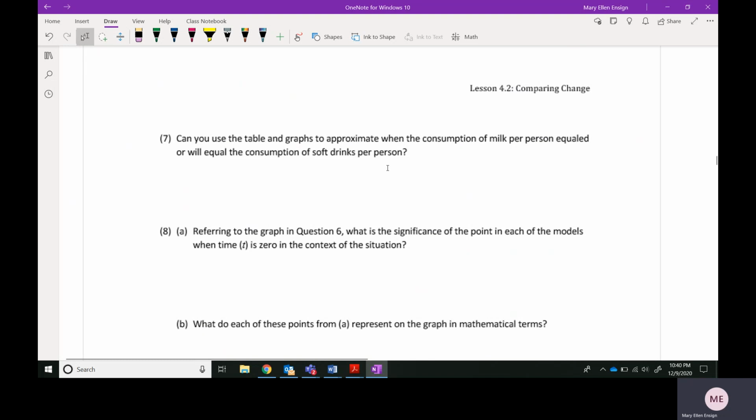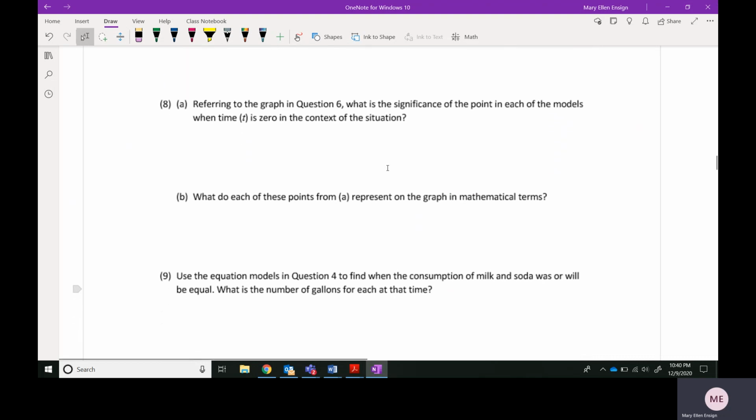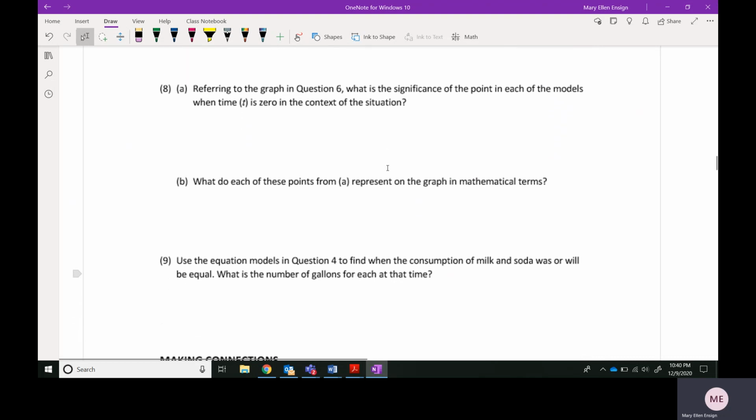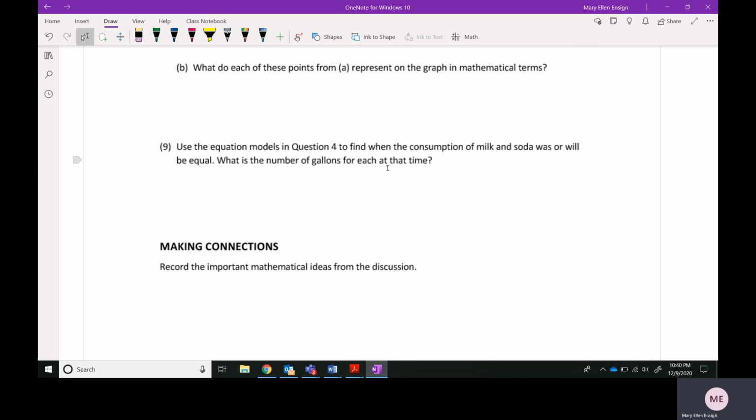And then you can use the table and the graphs to approximate when the consumption of milk per person equaled or will equal the consumption of soft drinks per person. And then referring to the graph, what's the significance when time is 0? What do these points form on the graph or represent? And use the equation models to find when the consumption of milk and soda was or will be equal.